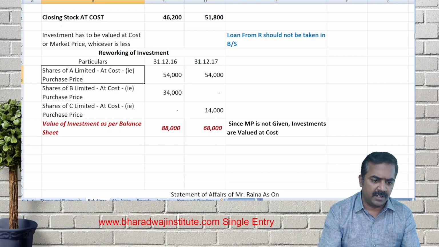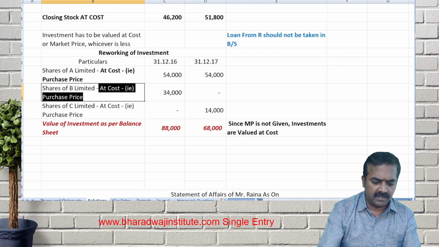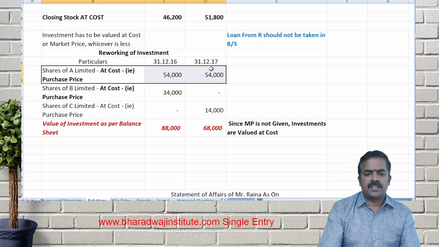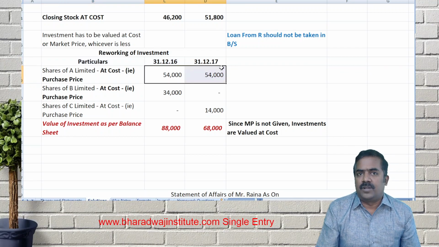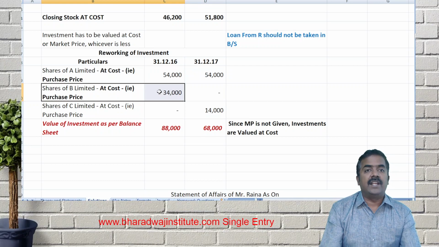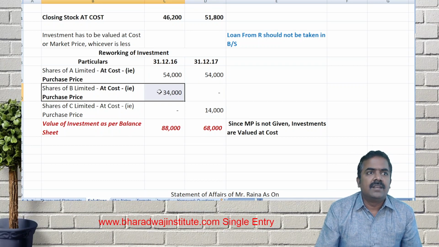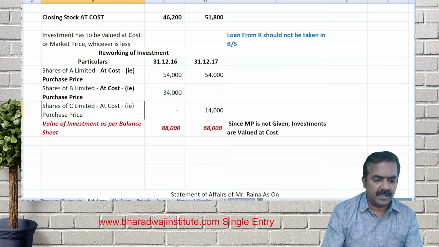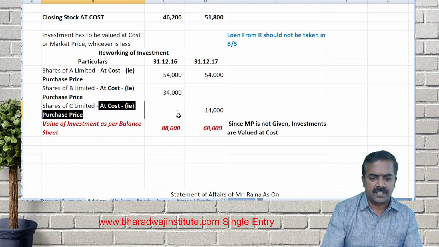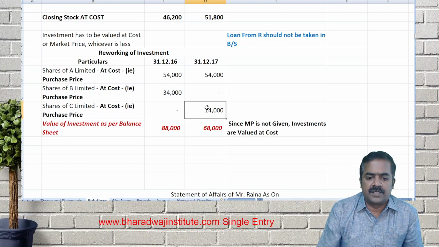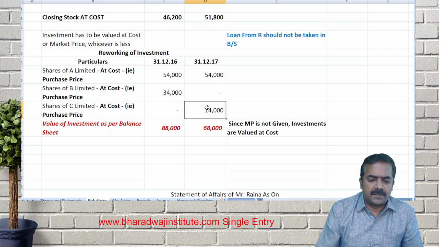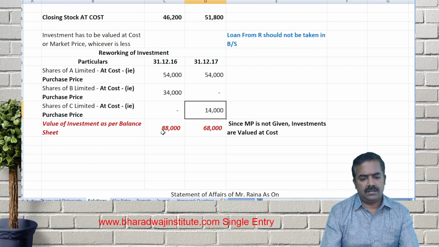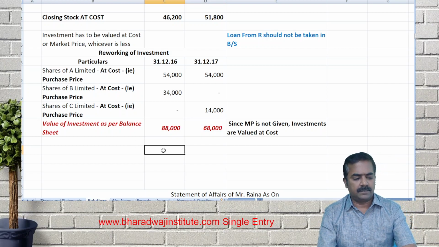For A Limited, it is valued at what price? Cost price, because market price is not available for any of the investment. A Limited appears in both opening as well as closing. Why? Because it is not sold. B Limited appears only in the opening balance, not in the closing balance. Why? It is sold out. C Limited appears at the closing balance only because it was acquired in the current year. So value of investment as per balance sheet, 88,000, 68,000.